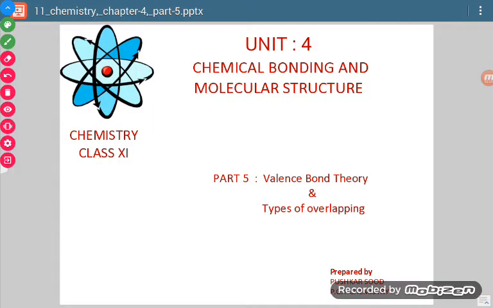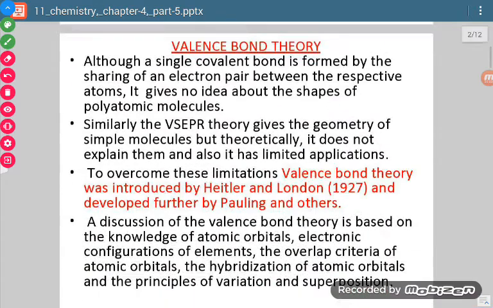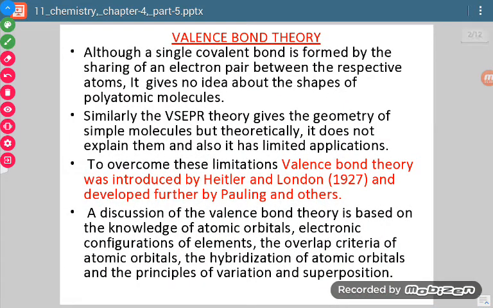Good morning, students. Today we are going to discuss valence bond theory and types of overlapping, that is, how electron clouds and orbitals overlap, and how different types of bonds like sigma bond and pi bond are formed. And how many types of overlappings are there?